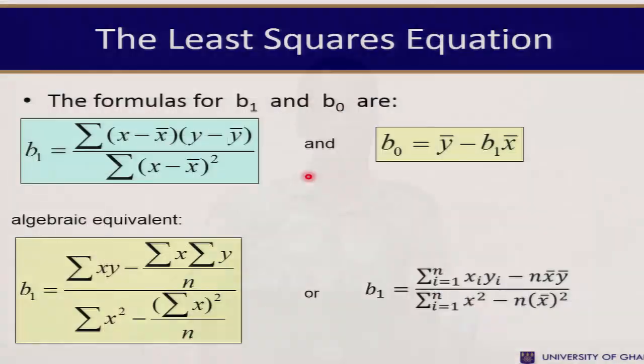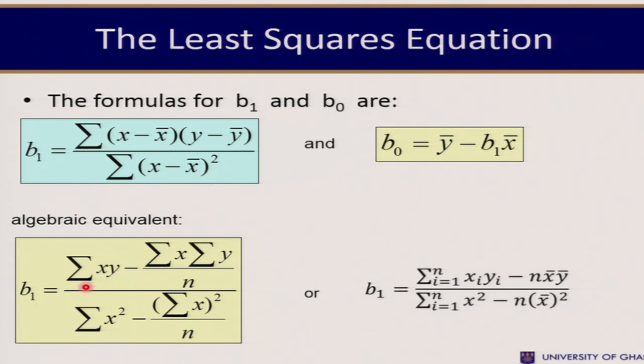Therefore, in trying to obtain the values of b0 and then the values of b1, we use what we call the least squares criterion, which tries to minimize the sum of squared residuals or errors. Based on the least squares equation, our estimated value for b1 is given as summation of (x minus x bar) times (y minus y bar) over summation of (x minus x bar) all squared.